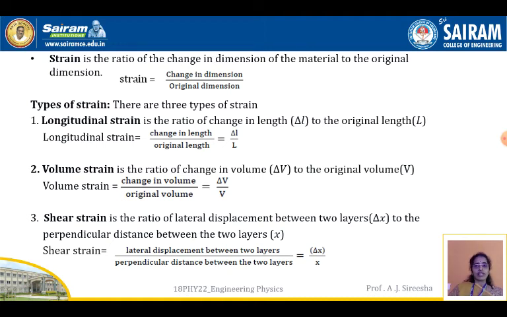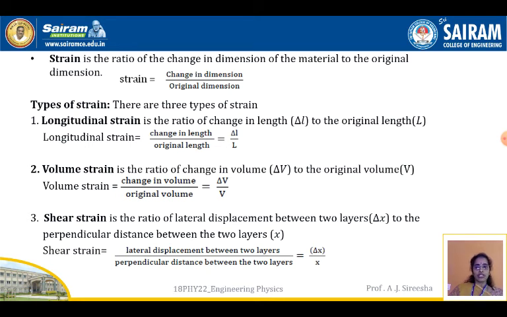Longitudinal strain is the ratio of change in length to the original length, that is delta L by L, where delta L is the change in length and capital L is the original length. Next is volume strain. Volume strain is the ratio of change in volume to the original volume, that is delta V by V, where delta V is the change in volume and capital V is the original volume.